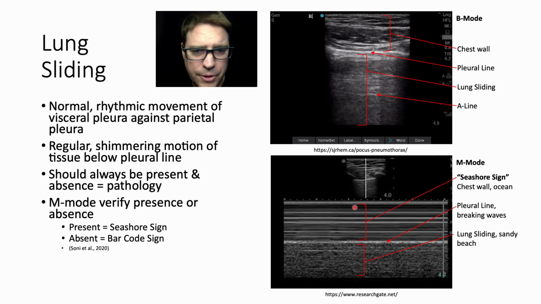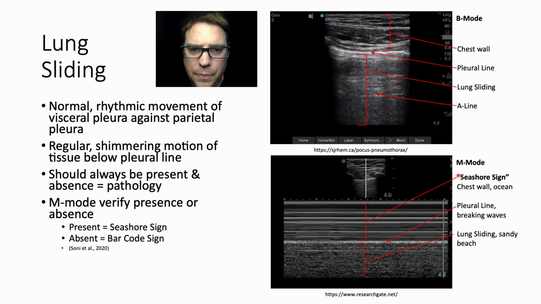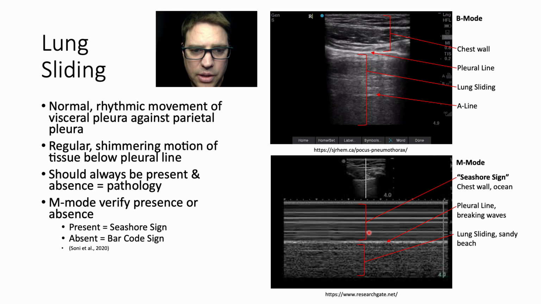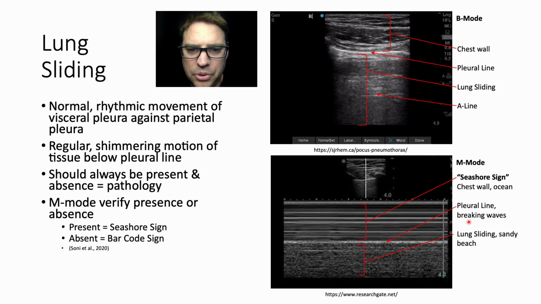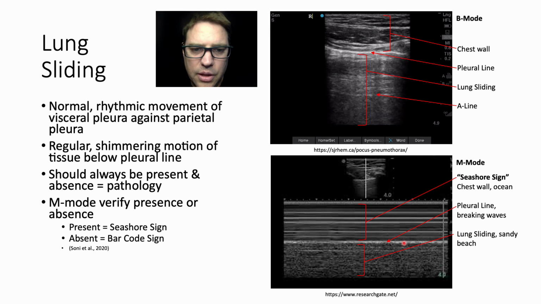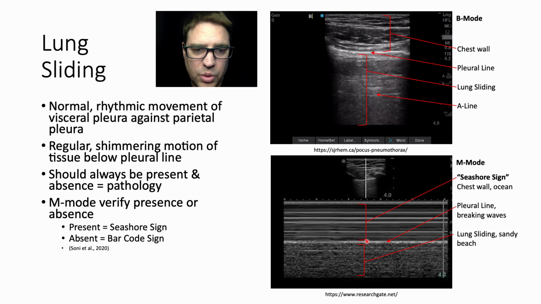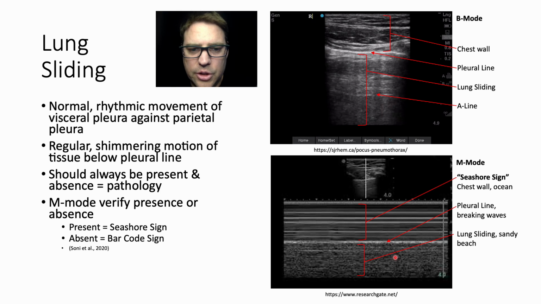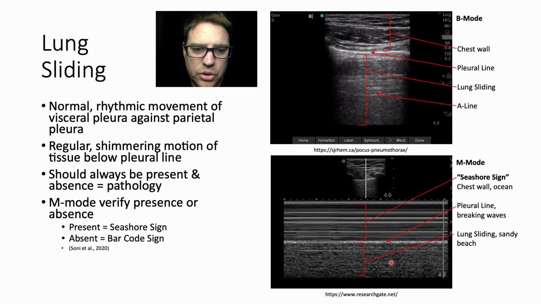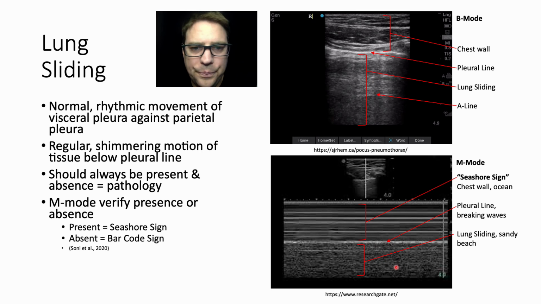In this next picture, this is using M mode. And as you can see, you've got the seashore sign going on. You've got the chest wall, which looks like ocean waves. The pleural line looks like the crashing waves or the shoreline. And then the lung in motion looks like a sandy seashore.